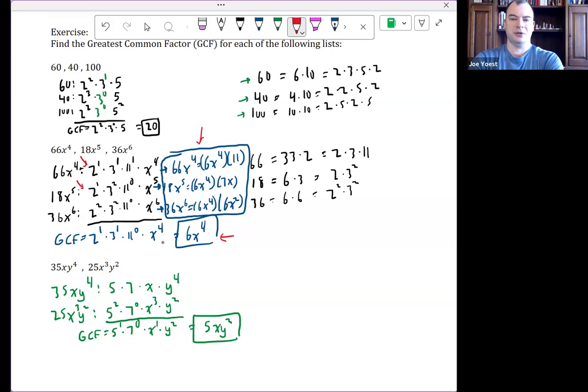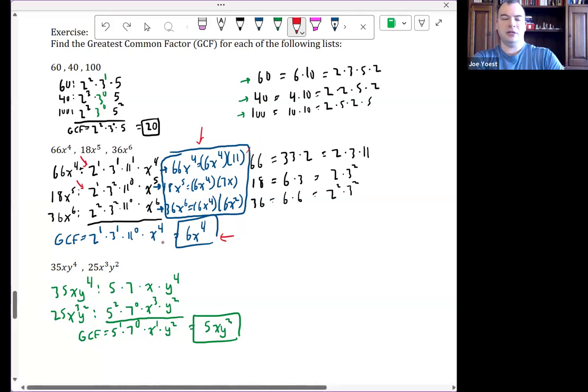18x to the fifth is 6x to the fourth times 3x. And 36x to the sixth is 6x to the fourth times 6x squared. So I can break off a 6x to the fourth from each of these, and I'm still left with a monomial with an integer coefficient times x to a non-negative power. And the 11 up here, I think of this as 11x to the 0 power. But I don't want to end up with fractional numbers or negative powers on x. That's what I'm not looking to end up with.